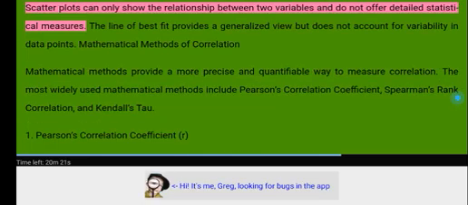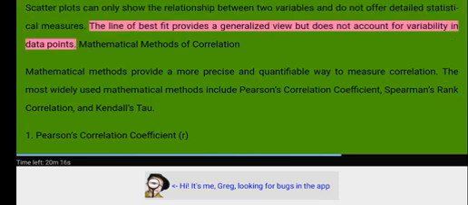Limitations of graphic methods. Scatter plots can only show the relationship between two variables and do not offer detailed statistical measures. The line of best fit provides a generalized view but does not account for variability in data points.